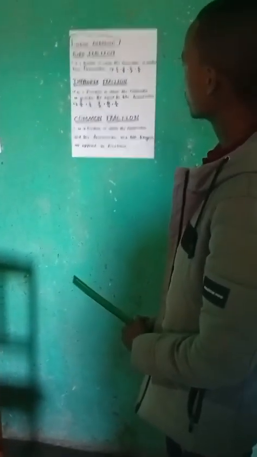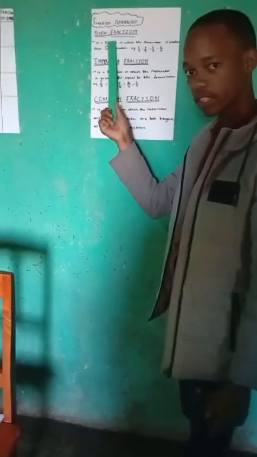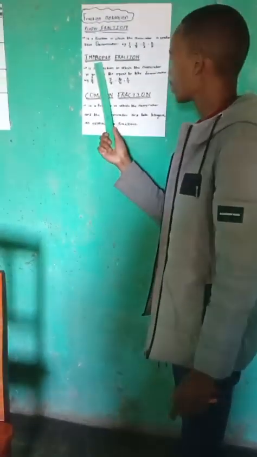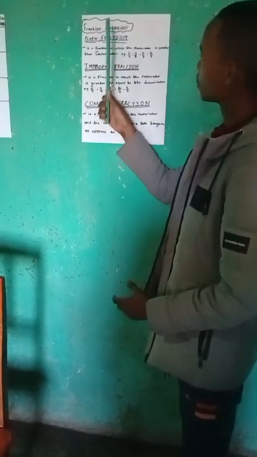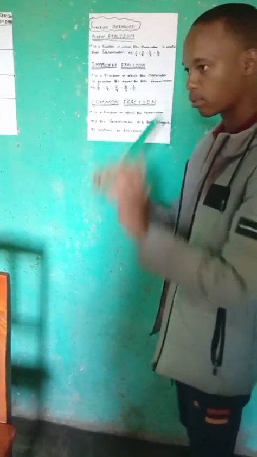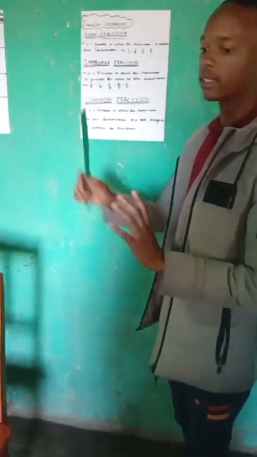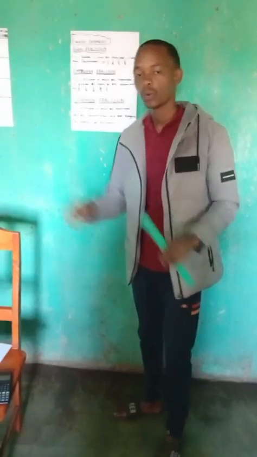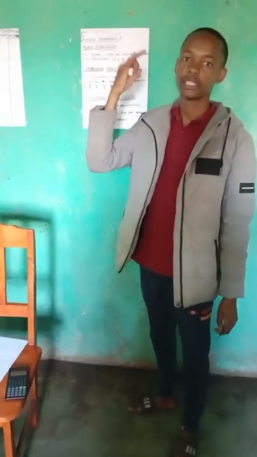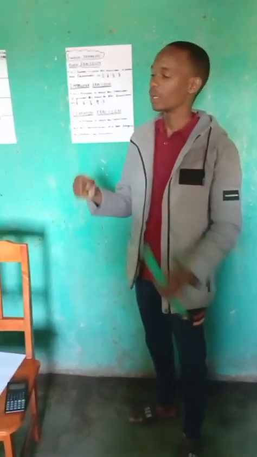We have three types of fraction. We have proper fraction, improper fraction, and common fraction. So let's discuss what a proper fraction is. But let's start by defining what a fraction is. In a fraction, we have a numerator and a denominator.